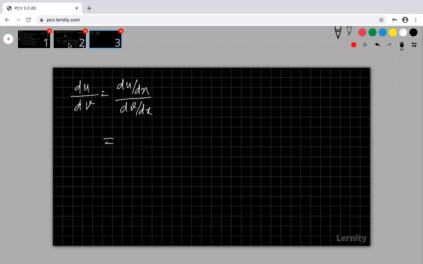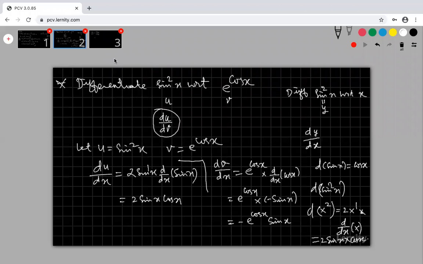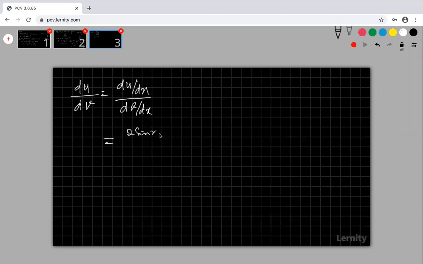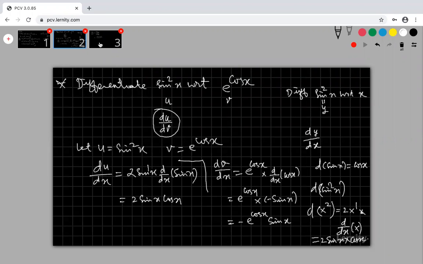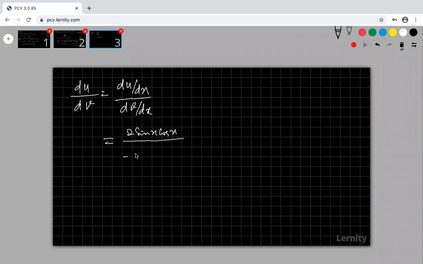What is my du/dx? This is my du/dx, that is 2 sin x cos x, divided by, what is my dv/dx? This is minus e^(cos x) sin x. Are you okay? So I can cancel this sin x, right? So I will get minus 2 cos x divided by e^(cos x). This is my du/dv. Are you clear? Please try to understand what I am doing here.